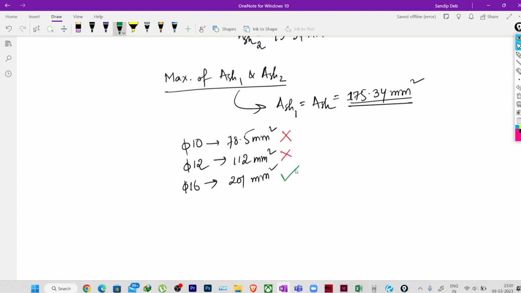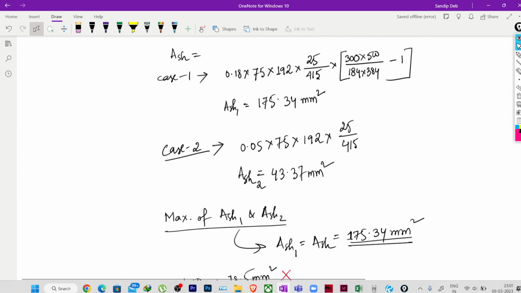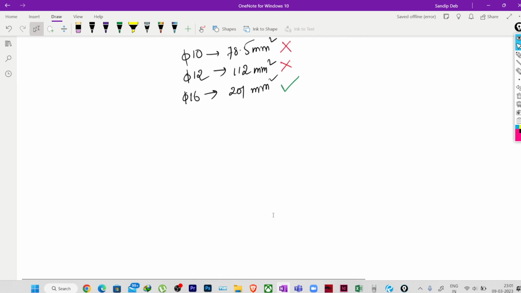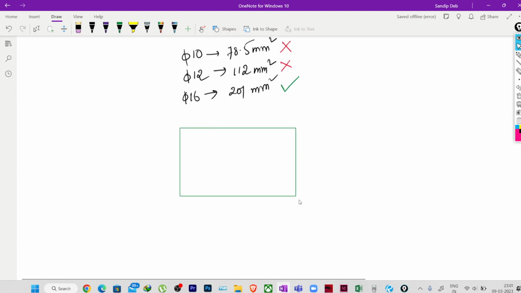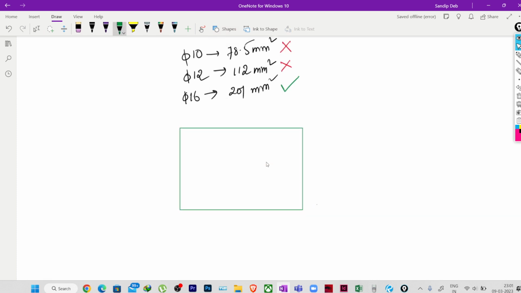Okay, fine. So now the problem is that it is very odd to provide 16 mm diabar in the confinement reinforcement, right? So in that case, what is the alternate way that we can do? So the alternate way, the second case, what we can do, the same column we will draw here. Okay, the same column we will draw.